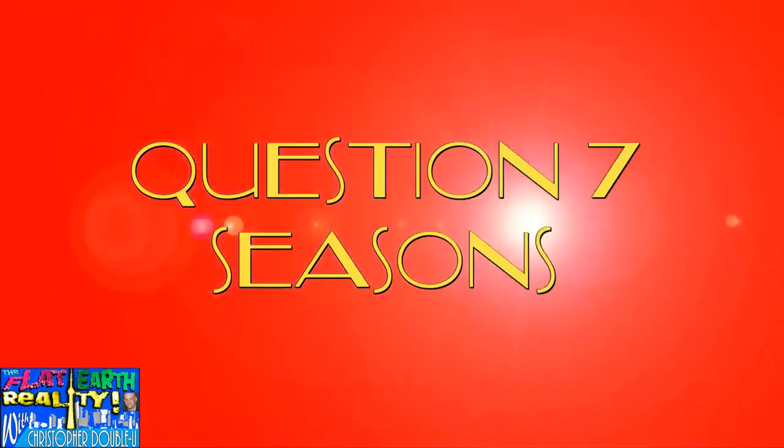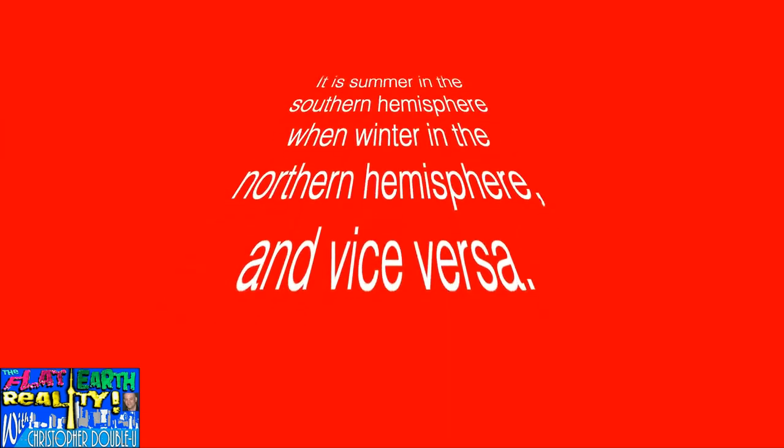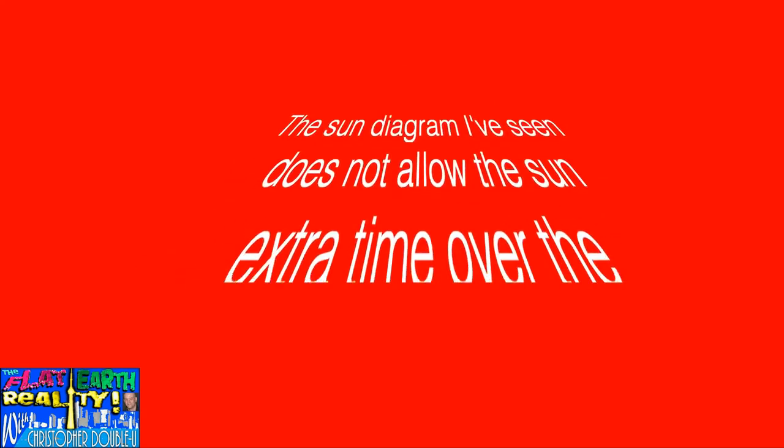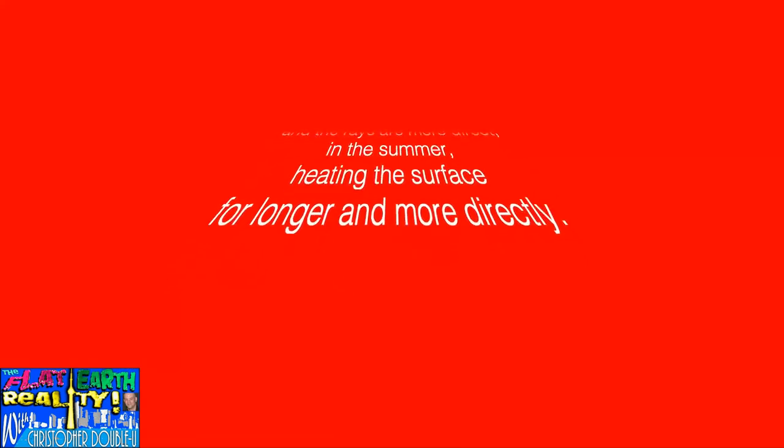Question 7. The seasons. It is summertime in the southern hemisphere when it is winter in the northern hemisphere and vice versa. The sun diagram I've seen doesn't allow the sun extra time over the southern hemisphere. That's why it's warmer in the summer, owing to the tilt of the Earth towards or away from the sun. The sun is up longer and the rays are more direct in the summer, heating up the surface longer and more directly. This is not accounted for on the flat Earth map.